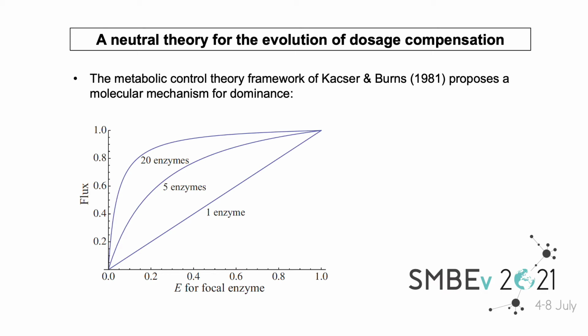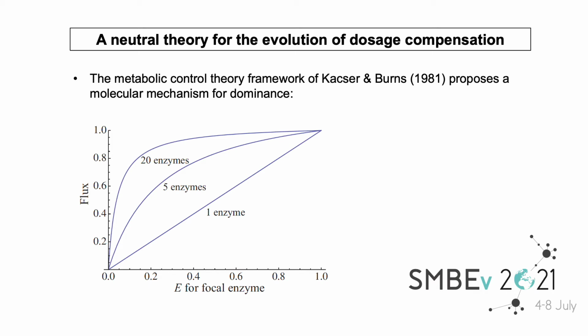The x-axis is E, the enzymatic activity of a focal enzyme, with 1 being wild type, 0 being a complete knockout. The y-axis is the flux through the pathway. Again, let's have 1 be the wild type flux, 0 be no flux. In other words, when the enzyme is working correctly, we have a flux of 1. So if our pathway consists of a single enzyme, obviously we're going to see a linear relationship between the function of that enzyme and flux.